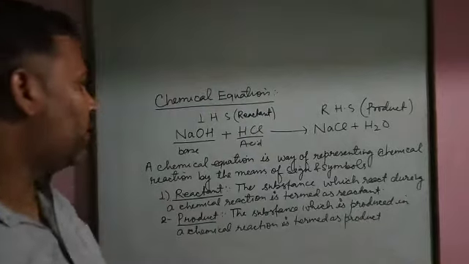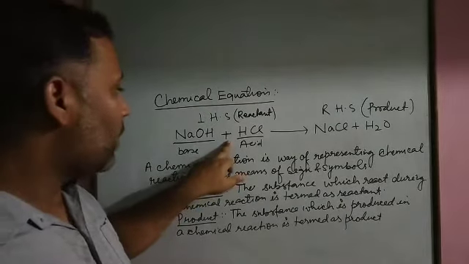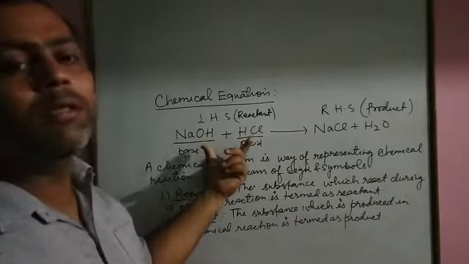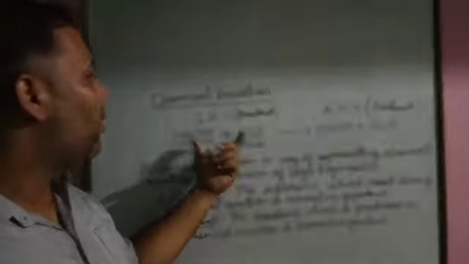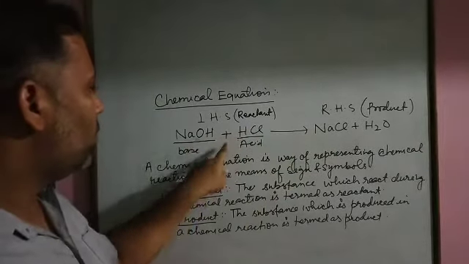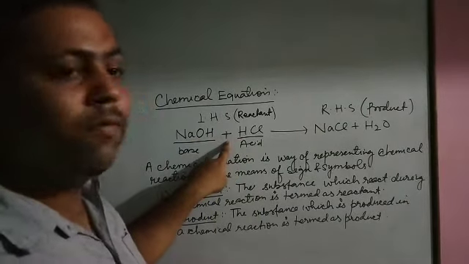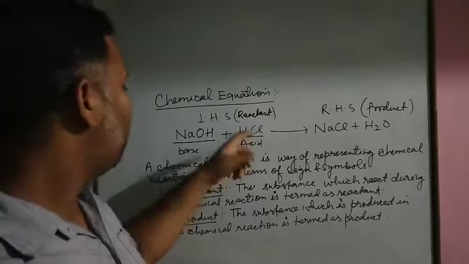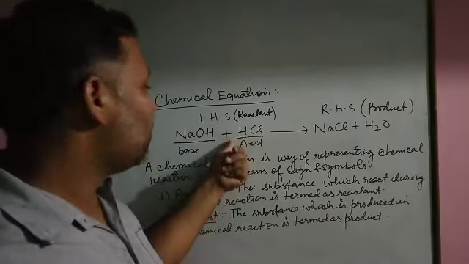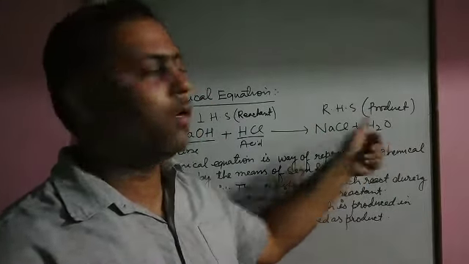Let us see the next one. Plus. What are we representing here? The plus indicates the reactants in a chemical reaction. When sodium hydroxide reacts with hydrochloric acid, it means sodium hydroxide is added to hydrochloric acid. Plus indicates addition. What is produced? Sodium chloride together with water.